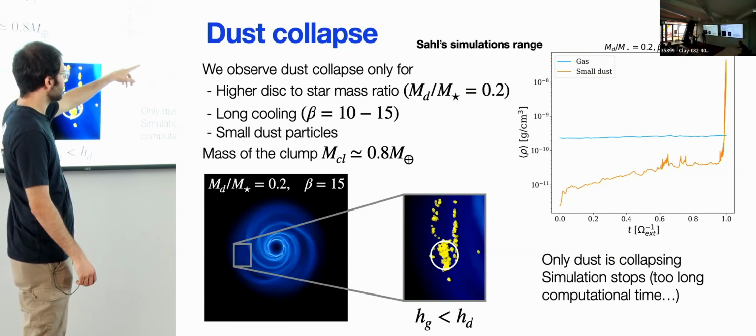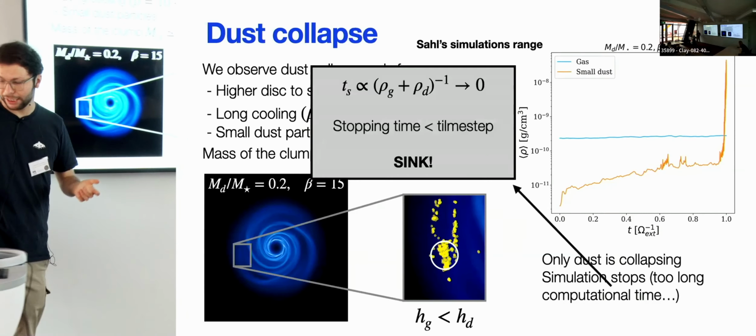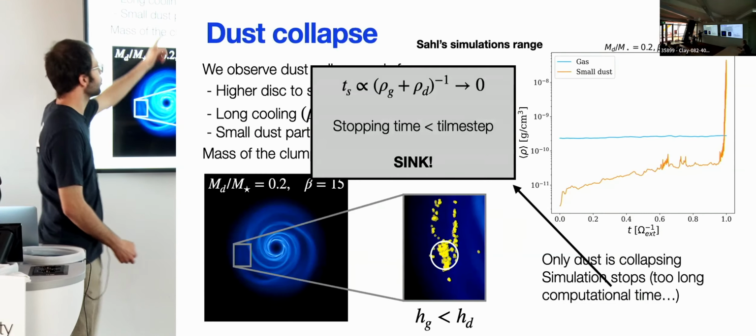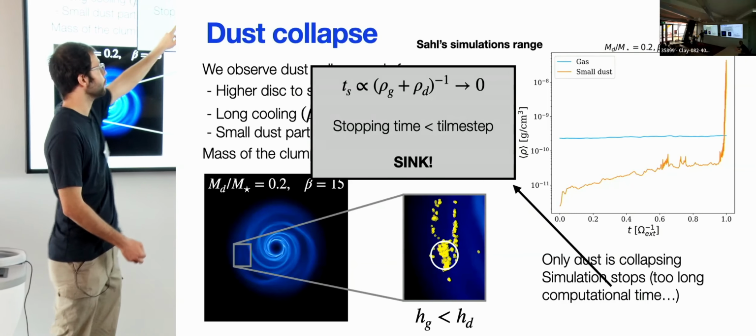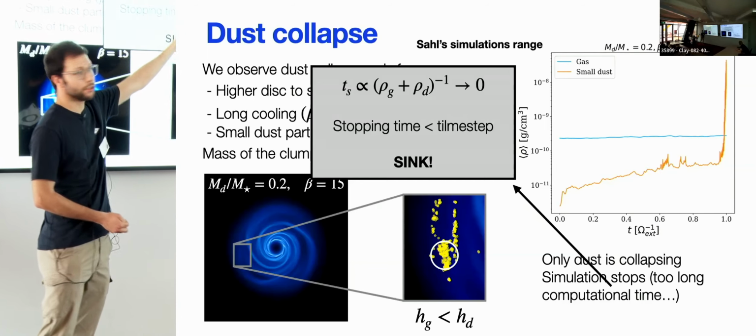But eventually, when collapse happens, the simulation stops because of the too long computational time. The problem is that the stopping time is inversely proportional to the dust density. So if the density goes to infinity, the stopping time goes to 0.